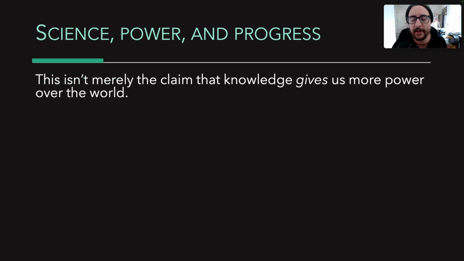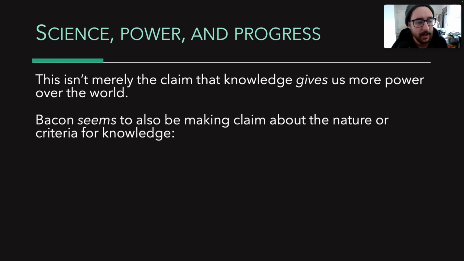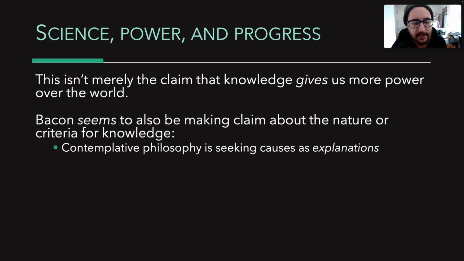One thing I want to emphasize about this is that it seems like he's not merely making the claim that knowledge gives us more power over the world. Bacon seems to also be making a claim about the nature or criteria for having knowledge in the first place. So contemplative philosophy, as he mentions, is seeking causes as explanations, to satisfy our curiosity, to try to give us certainty about the world and understand why things happened a certain way. In that way, it's sort of backward looking. A phenomena happens, and then we want to understand why it happened and how it happened.